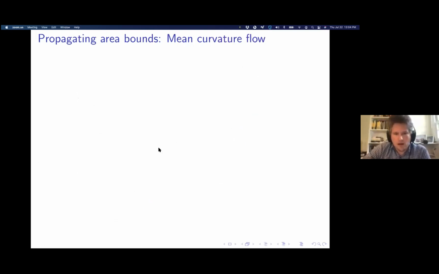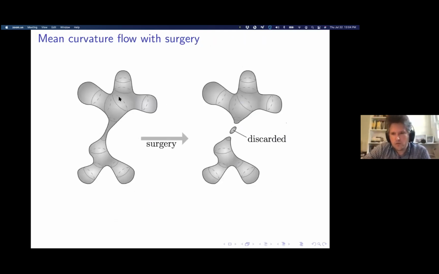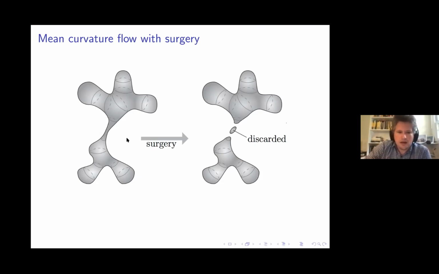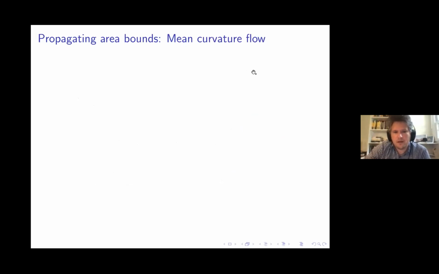So basically, what we'll do is that whenever we are flowing, we're going to predetermine a bound for our diameter, and whenever we're flowing by mean curvature flow, if for some reason this gets too large, we're going to cut that surface and change it a little bit.